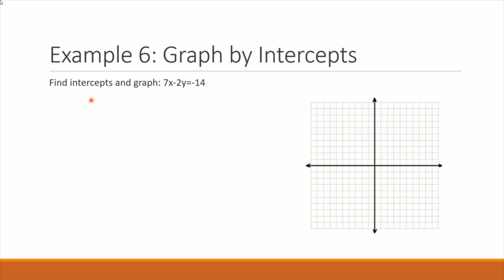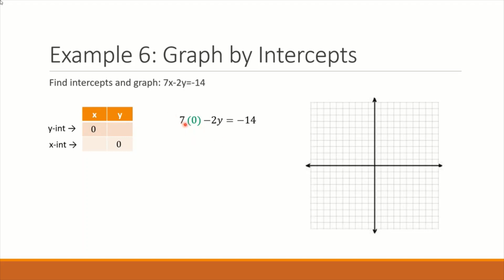Alright, now let's graph by using the intercepts. So let me set up my table first. Now what we're going to do is look for the y-intercepts first. For the y-intercept, the x is always equal to 0 and the y is some number. Now these calculations are going to be easy, but if you're prone to make mistakes, just write it out.